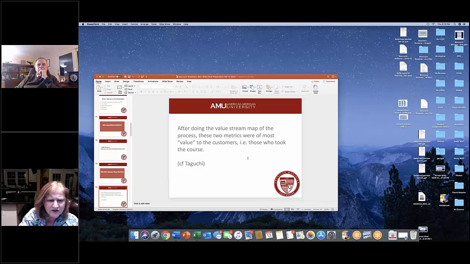Why did I choose these metrics? After doing the value stream map of the process, these 2 metrics were the most valued by the customers, those who took the class. The graduates of the class want to be able to cue independently, with comfortability of the system, without having to rely on a chart or other visual modes. They want to be able to just cue to their child, period.